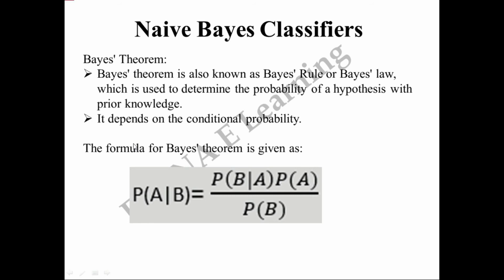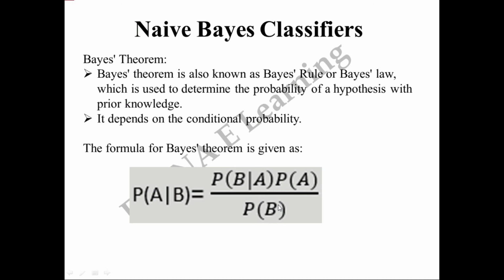Mathematically, Bayes' theorem is stated as P(A|B) = P(B|A) × P(A) / P(B). In this algorithm, we are trying to find the probability of event A given that event B is true, and event B is considered as evidence. Here P(A|B) is called the posterior probability, P(B|A) is called the likelihood probability, P(A) is called the prior probability, and P(B) is called the marginal probability, also known as the probability of evidence.